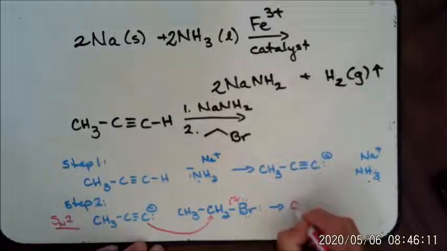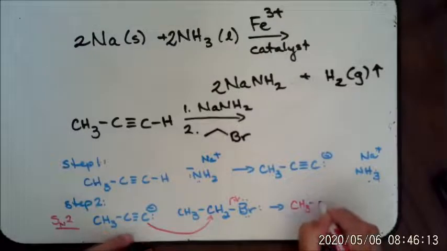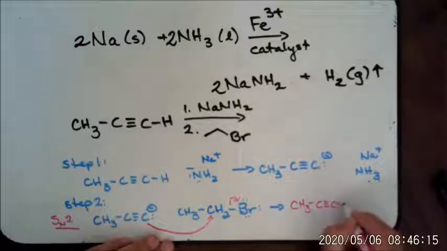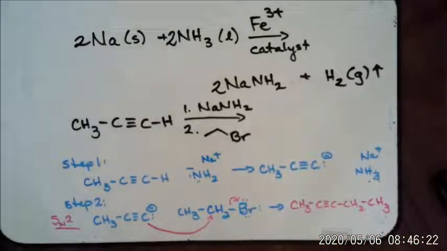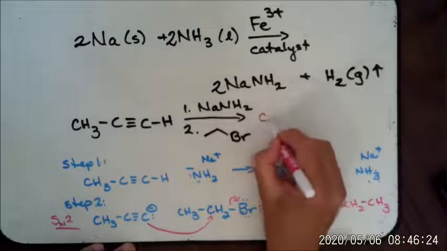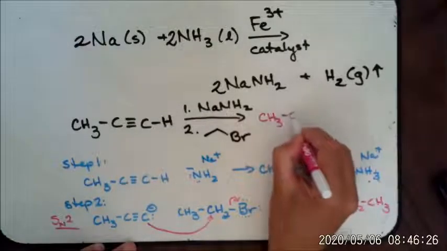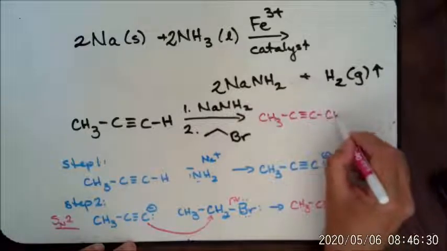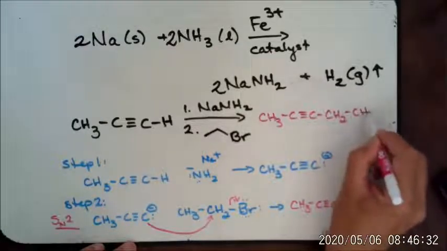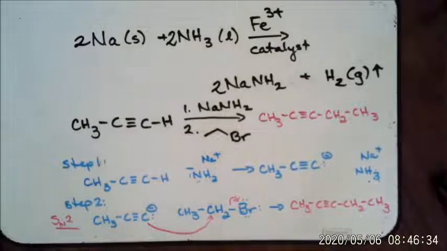So you would get CH3, C triple bond C, CH2, CH3. And you're going to get sodium bromide and ammonia as your side products. But the key is your organic product right there. Okay, so you've just done an SN2. Now that you know how to make your nucleophile.